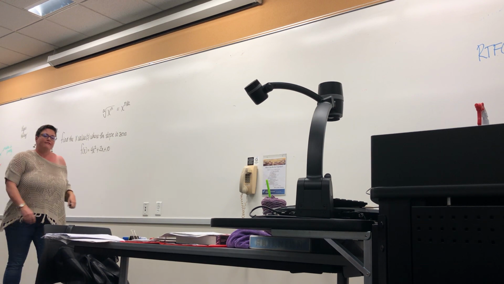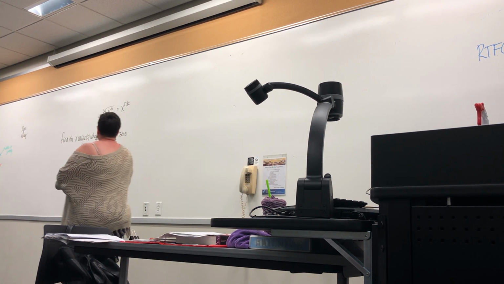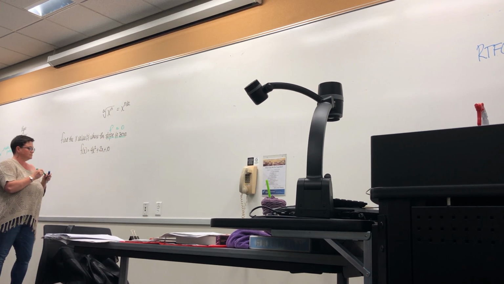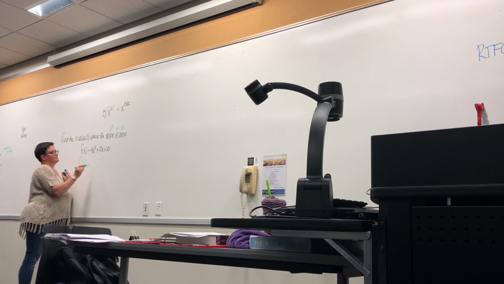Exactly, so my first step is take the derivative, right? So slope is 0, that's like saying f prime equals 0. So in order to do that, first I take my derivative, which is what, guys?